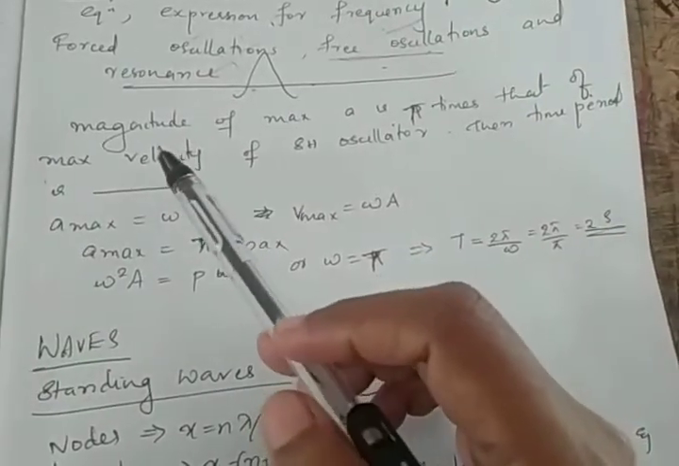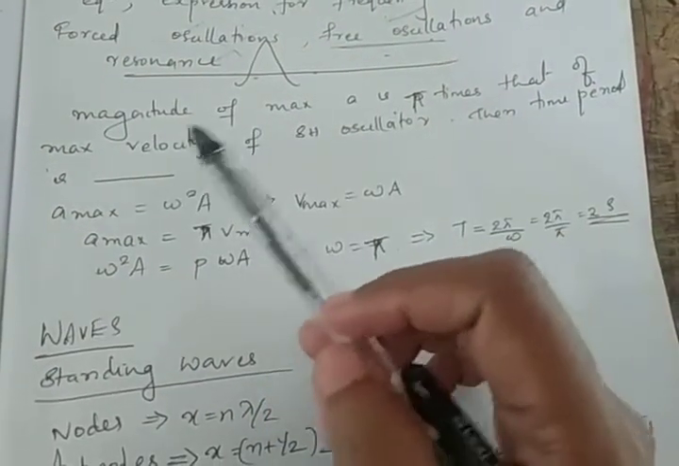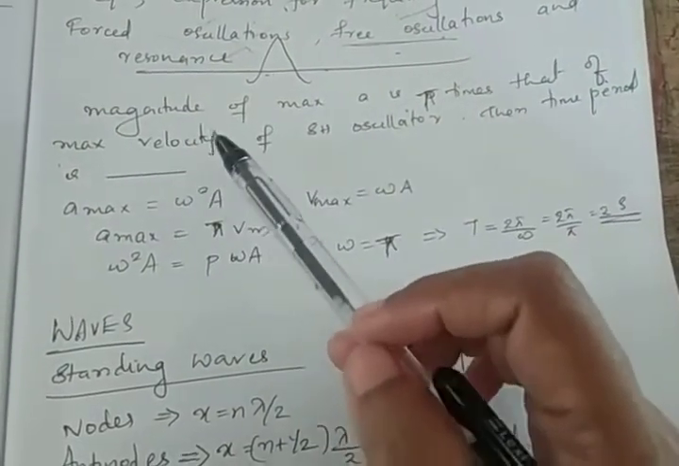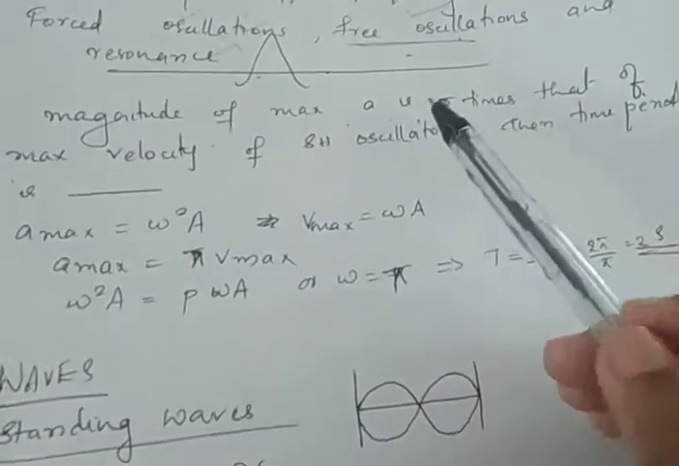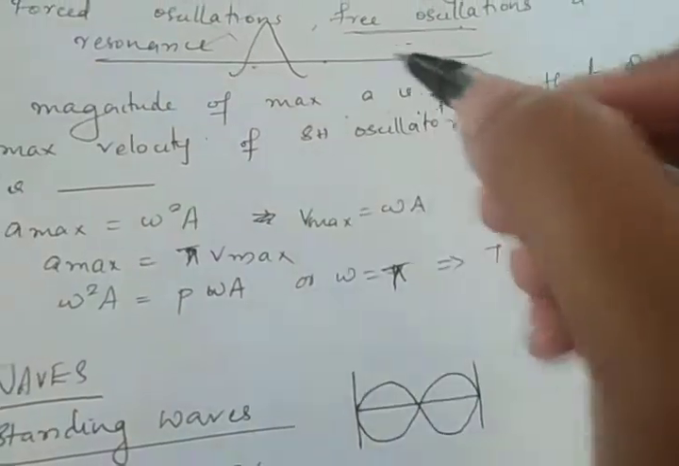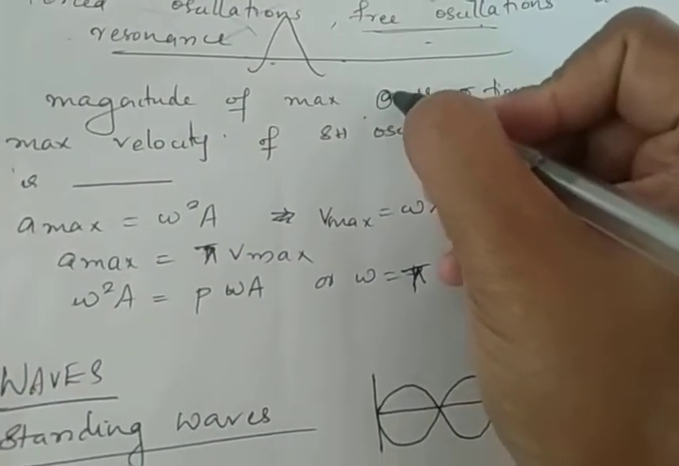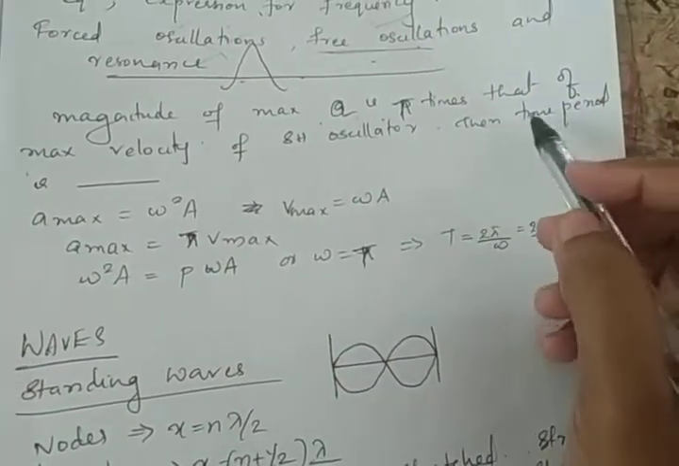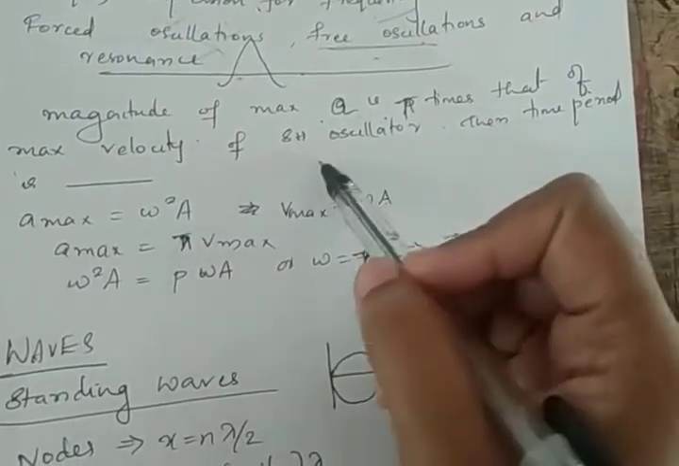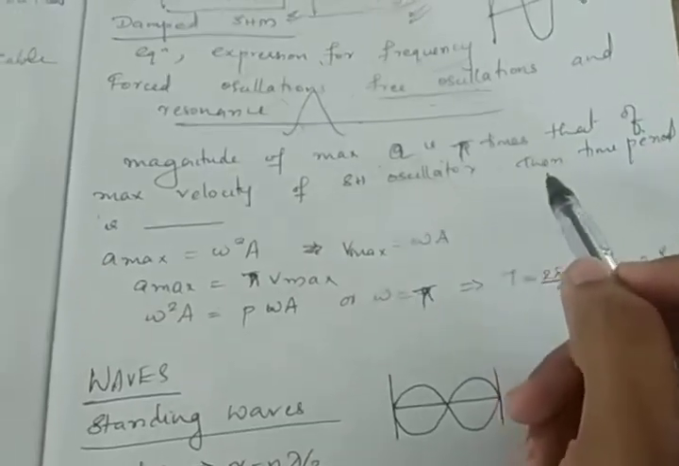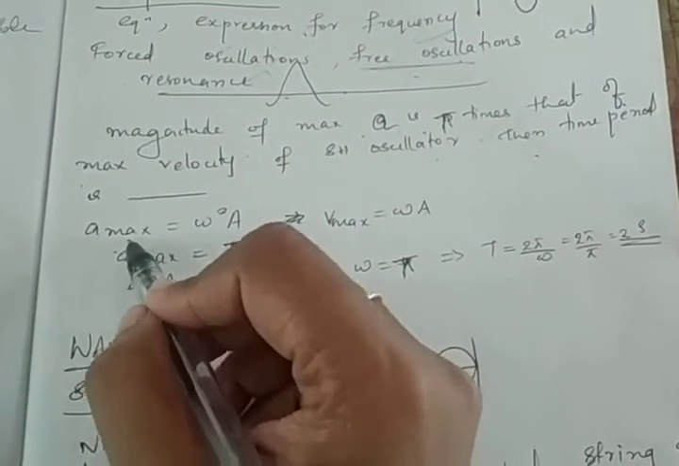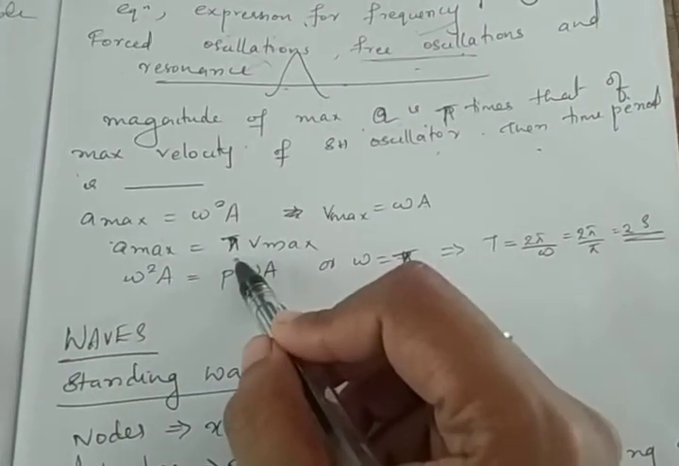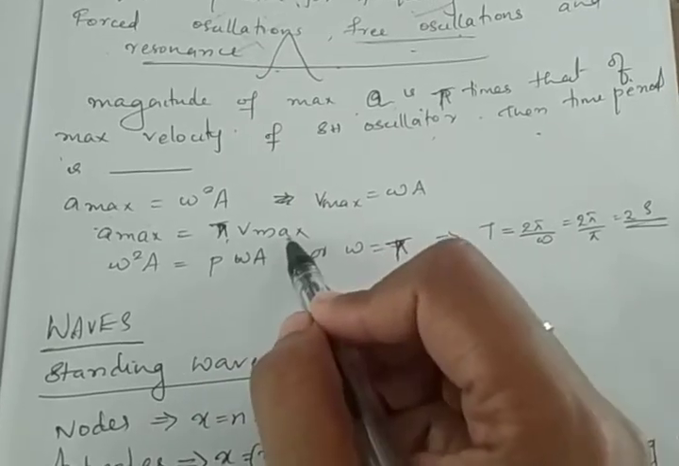Now let us discuss one numerical problem from this chapter. The magnitude of maximum acceleration in a simple harmonic motion is pi times that of the maximum velocity of the simple harmonic oscillator. Then what is the time period of the oscillator? So it is given that the maximum acceleration of the simple harmonic oscillator is pi times the maximum velocity.